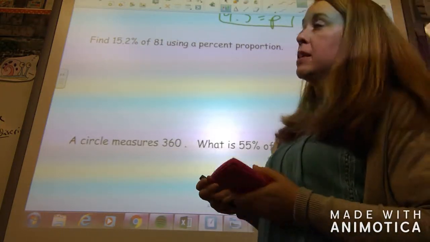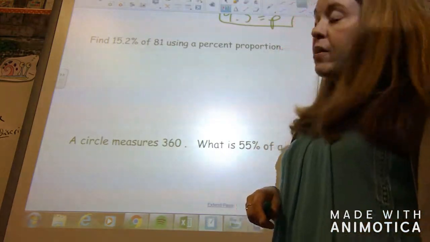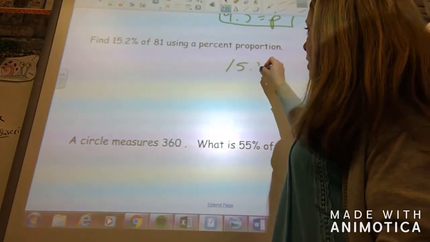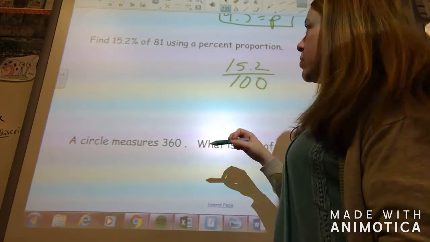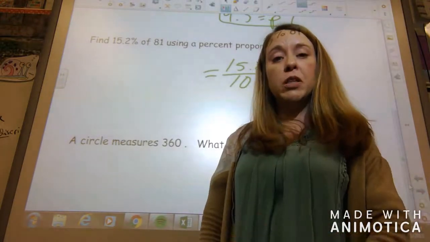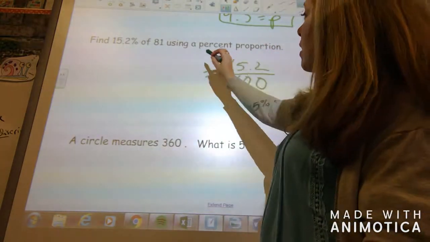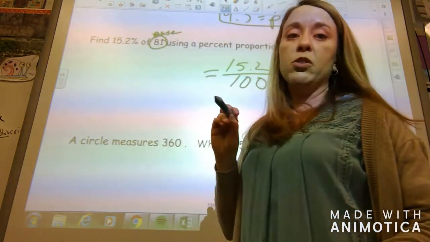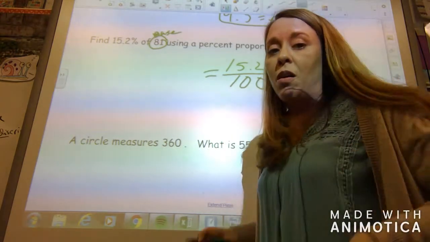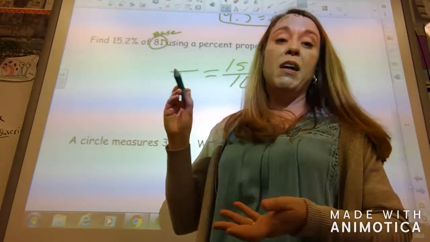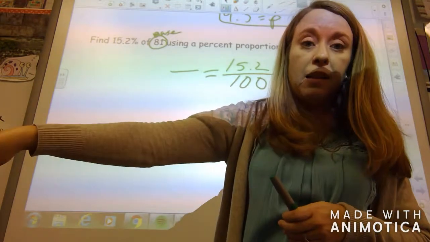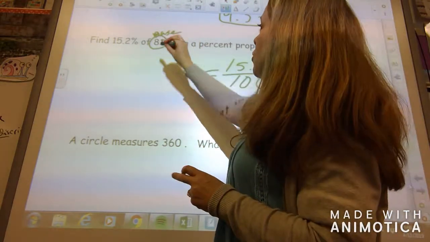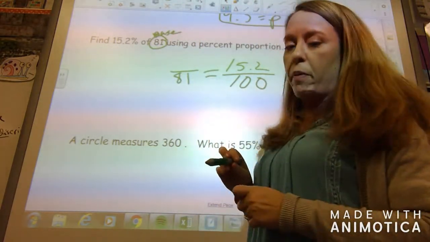Now we're going to use a percent proportion. So for this one, I don't have to change it into a decimal. Instead, I'm going to put it over 100 because that's the meaning of percent. That gives me an automatic ratio to use in my proportion. And of 81. So this is my base. When you set up your percent proportion, the base always goes on the bottom of the ratio. So think about like if I said, hey, look at the base of that lamp over there. What part of the lamp would you look at? You look at the bottom of the lamp, right? So the base always goes at the bottom of your ratio.